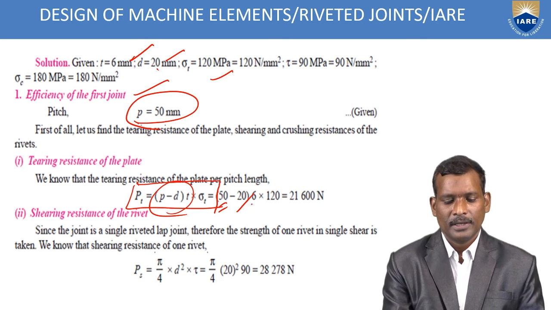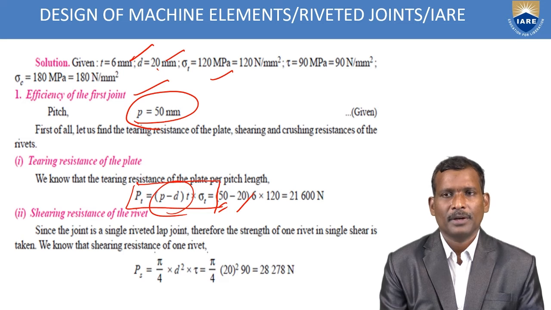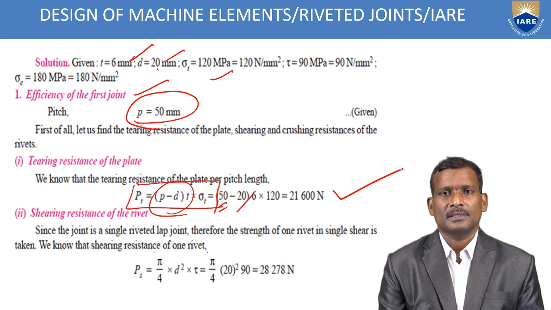Clear? And the thickness of the plate is 6 mm, multiplied with 120. That is the permissible tensile strength. You will get the tearing resistance, that is load, 21,600 newtons. Similarly, calculate the shearing resistance of the rivet.